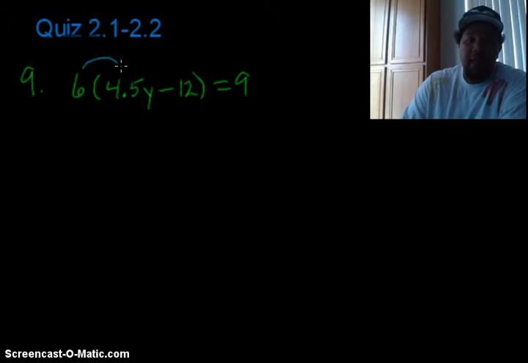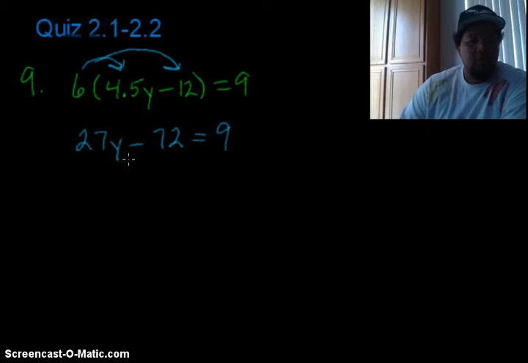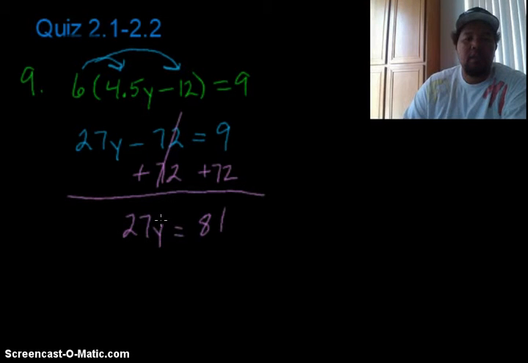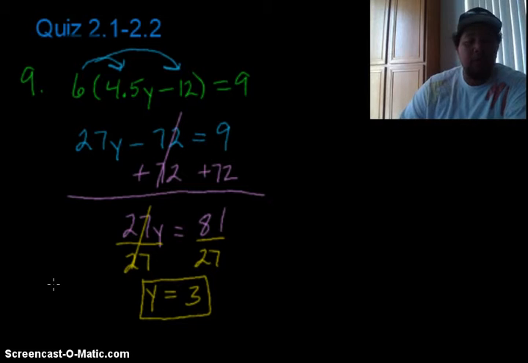So let's go ahead and distribute first, meaning I want to multiply the 6 times both of those terms. See, by distributing, we ended up getting rid of the decimal all by itself just by doing the distributive property, leaving us with a regular two-step equation. So we're going to go ahead and cancel that minus 72 by adding 72 to get 27 times y equals 81. And to continue isolating the y, we're going to divide both sides by 27, okay, giving us y equals 3.